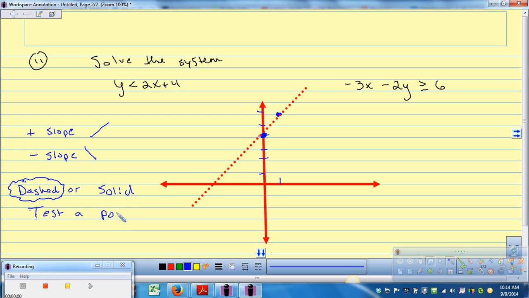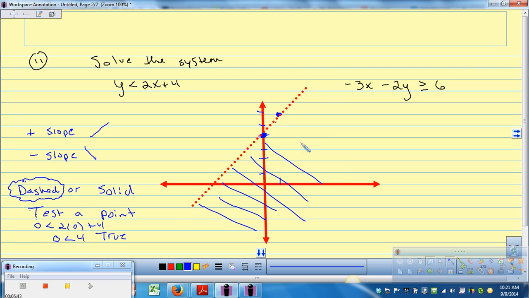And when can I use (0, 0)? If the line does not cross (0, 0), then I can use that, and that's always the easiest one. 0 is less than 2 times 0 plus 4. Is 0 less than 4? True or false? That is true, so we always shade the true side. So that means we shade where (0, 0) is, and we're going to come this way. Okay? So that one's done.